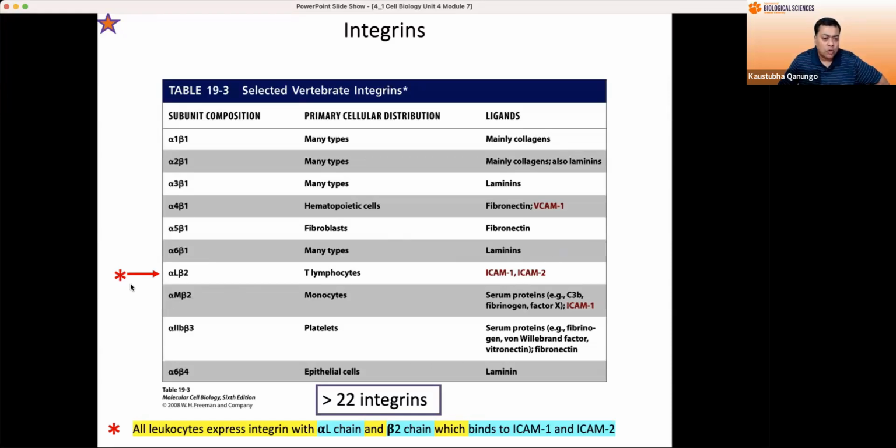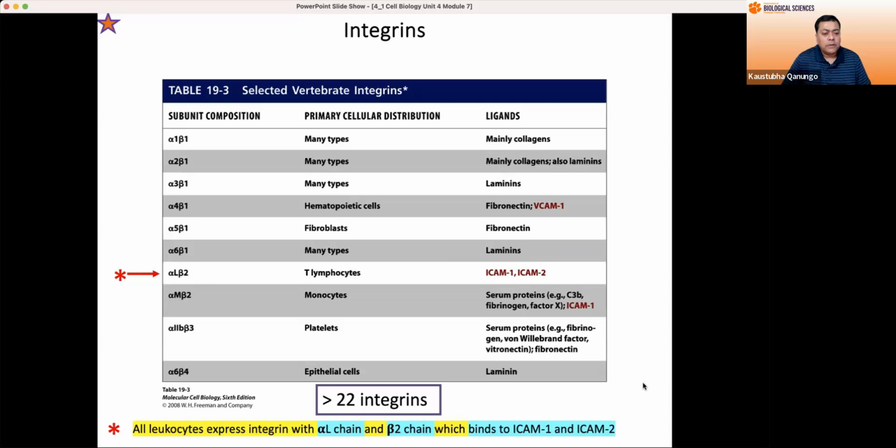Just the one that we are going to talk about is alpha L beta 2. This is found in T cells or T lymphocytes, and we're going to see that they interact with ICAM1 and ICAM2, and we'll see that interaction in a second. All leukocytes express the alpha L chain and a beta 2 chain, which bind to ICAM. So just remember that it's not only the T lymphocyte: all leukocytes, all white blood cells, actually produce this.